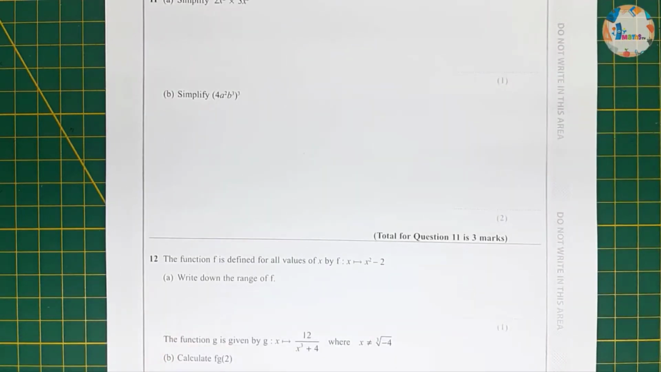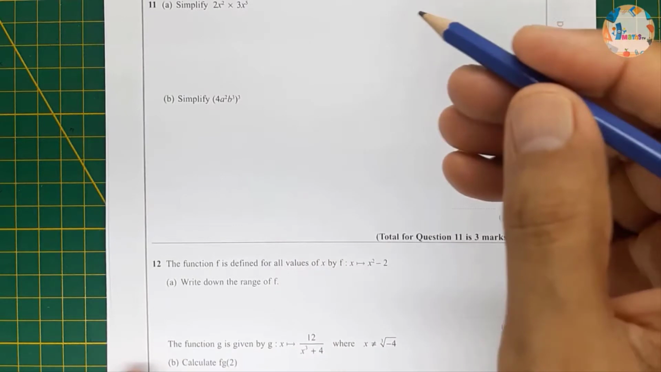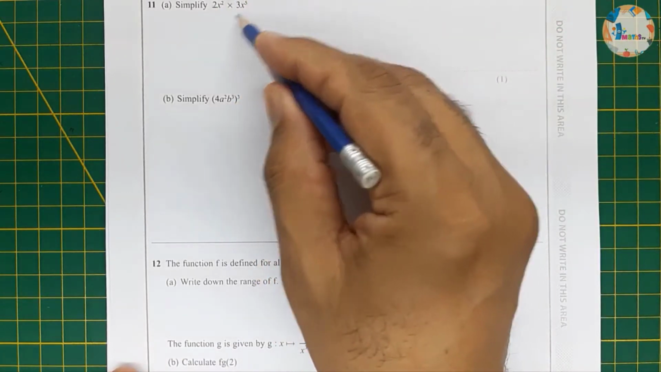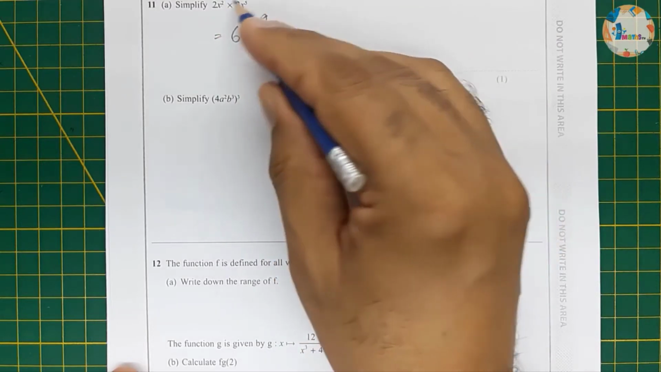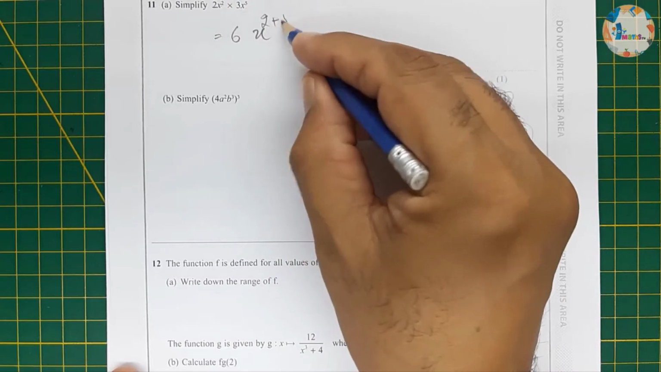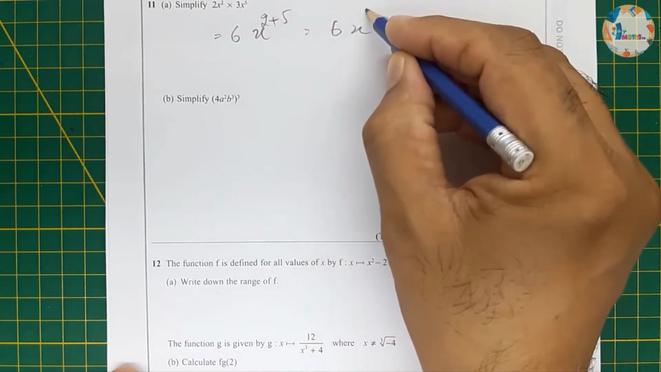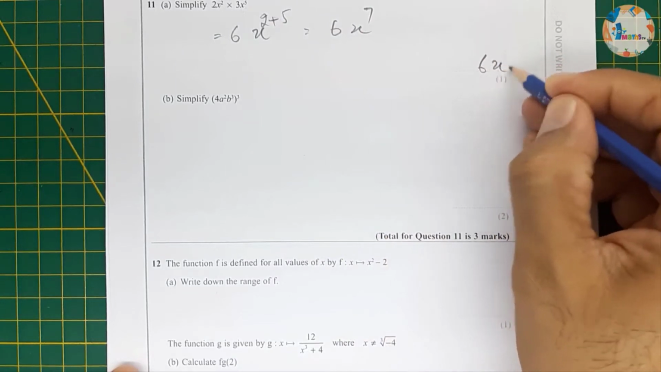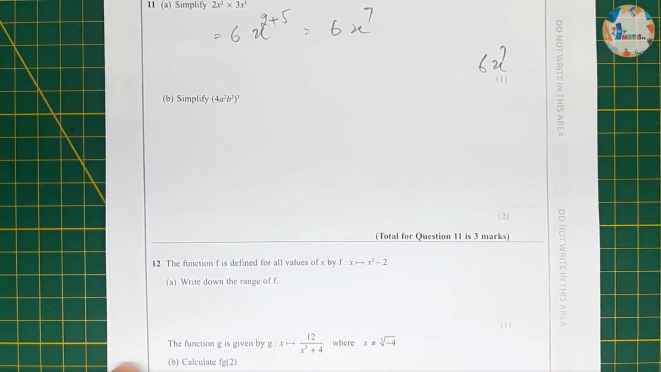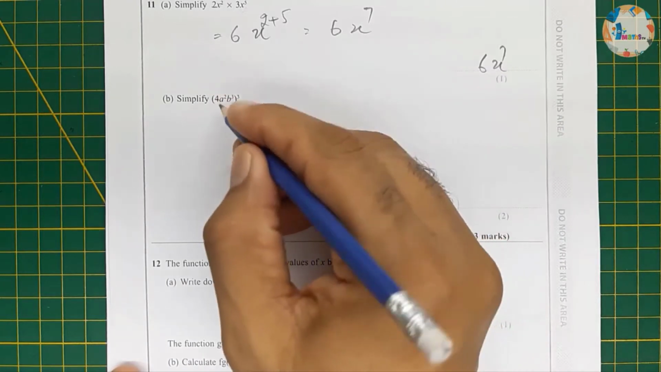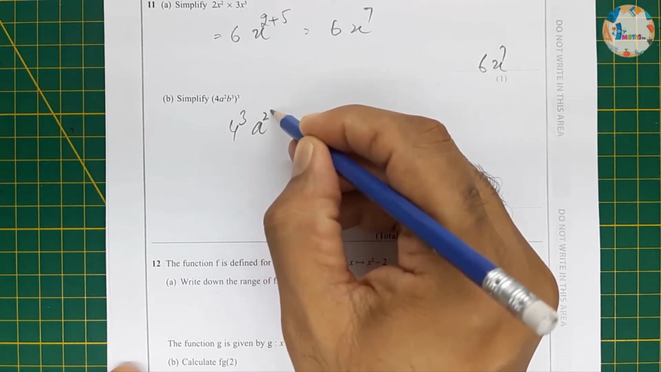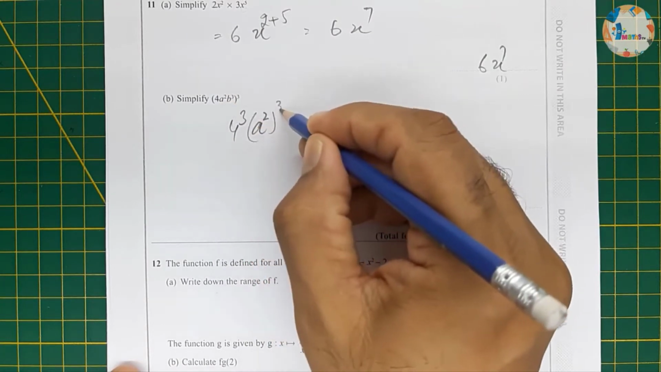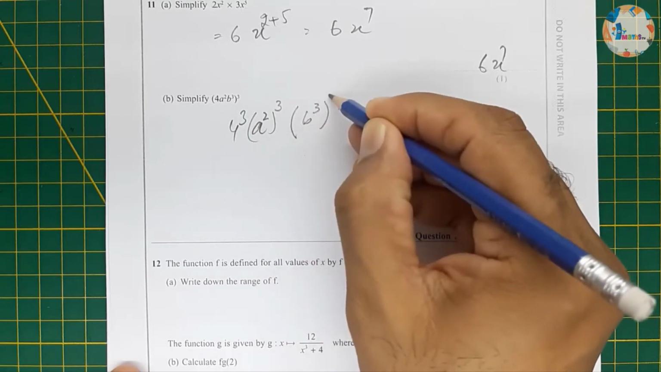Question number 11 is an indices question, where we have to use the power rules. So bases are multiplying, so 2 into 3 will be equal to 6, and x raised to 2 multiplied by x raised to 5, so powers will be added. This will be equal to 6x raised to power 7. So 6x raised to power 7 will be our answer. Next is simplify this one. So 4 raised to power 3 we will take separately, a raised to 2, and 2 into 3, or we can write like this, separate power, b raised to 3, whole raised to 3.